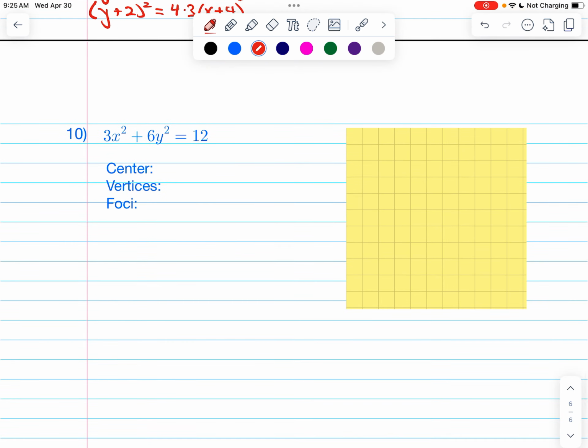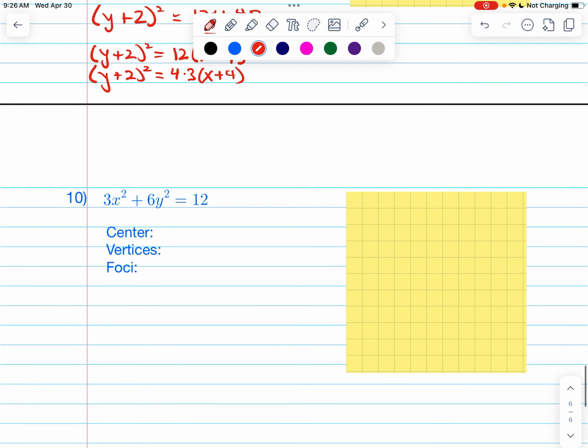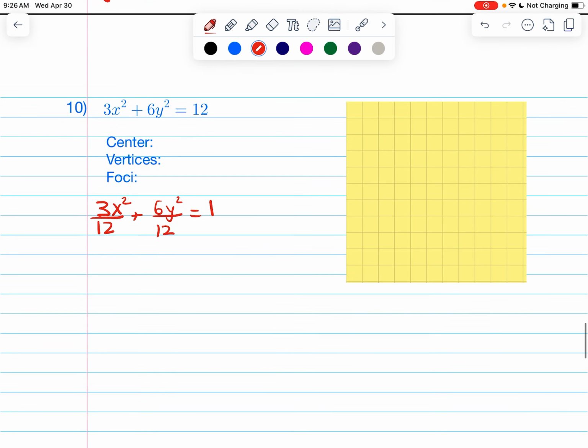Okay, now we'll look at the last one, number 10. This looks like an ellipse because we've got 3x squared plus 6y squared, but it's not the form we want, so I'm going to divide through by 12, because I wanted a 1 on the other side. Now this gives me x squared over 4 plus y squared over 2. Okay, so let's see here. The center is 0, 0. That's our favorite. So I would just put a 0, 0 here.